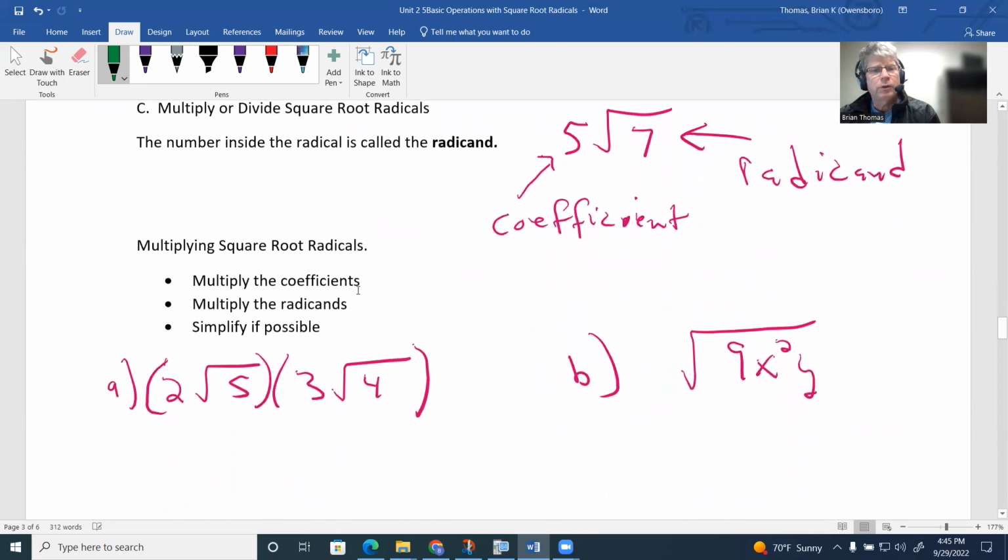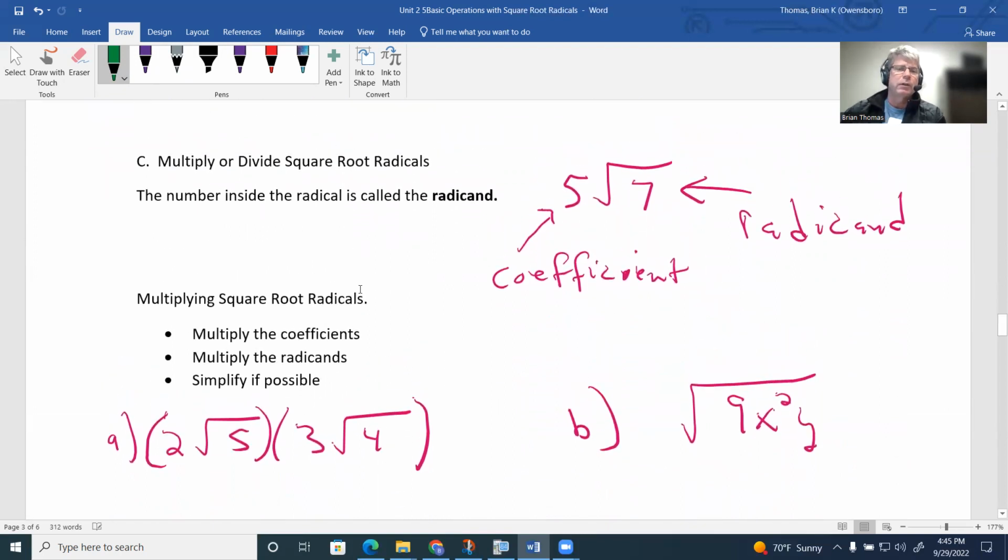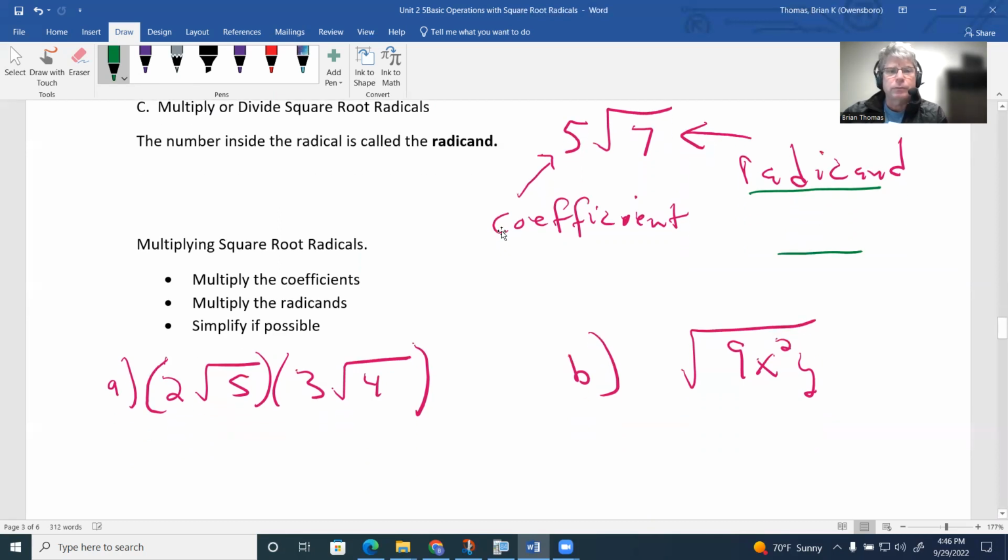The next thing we want to get into is we want to multiply, or we're going to divide square root radicals. So another piece of vocabulary we need to pick up on is the number inside the radical is called the radicand. So notice how we have over here 5 times the square root of 7. The 5 is described as a coefficient. The number inside the radical is called the radicand. So we have a new vocabulary word that we want to pick up on.